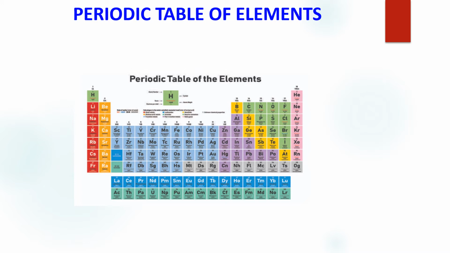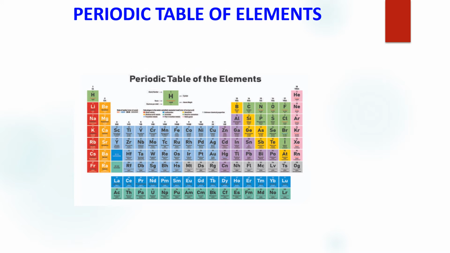And at the first group, from above to downward, there are hydrogen, lithium, sodium, potassium, rubidium, cesium, and francium. And at group 2A, there are beryllium, magnesium, calcium, strontium, barium, and radium.